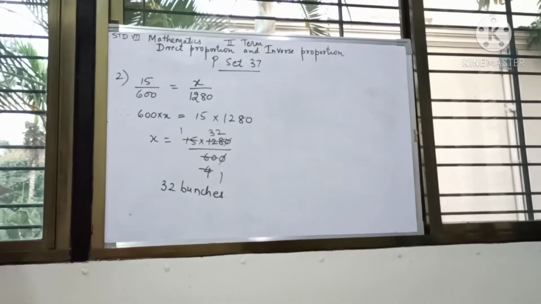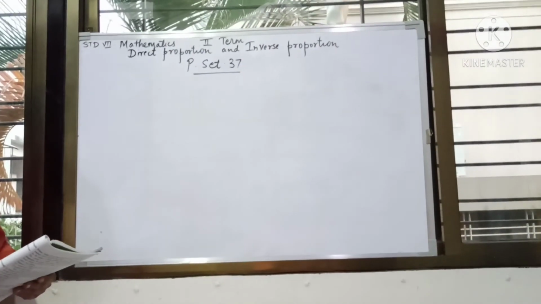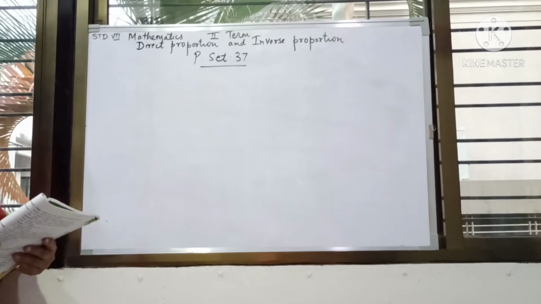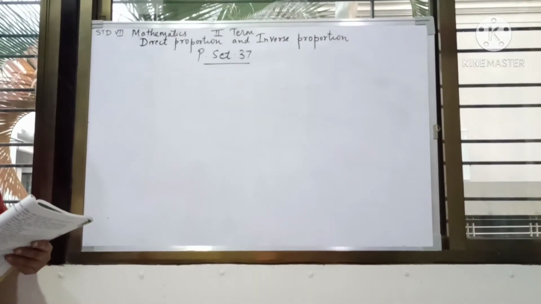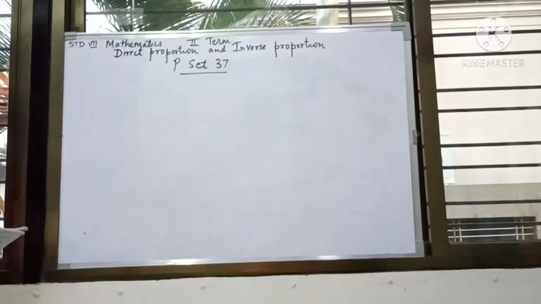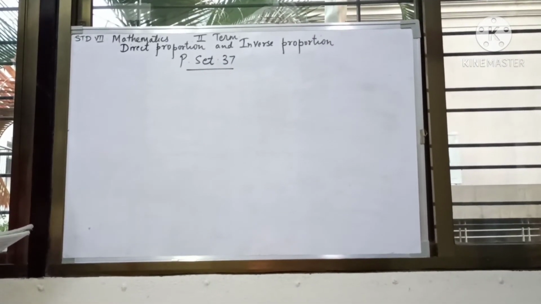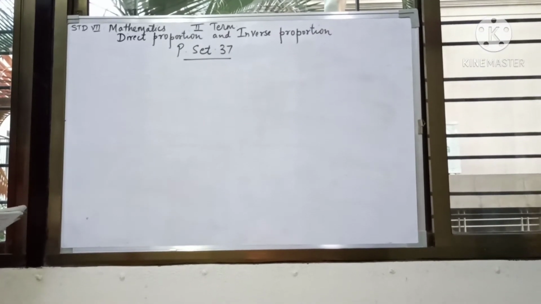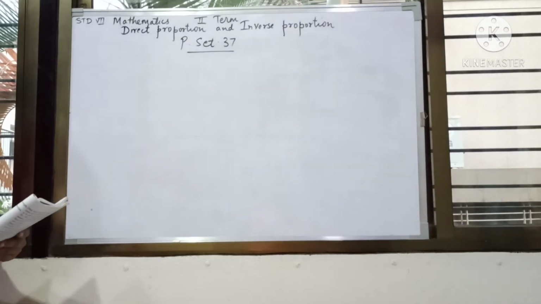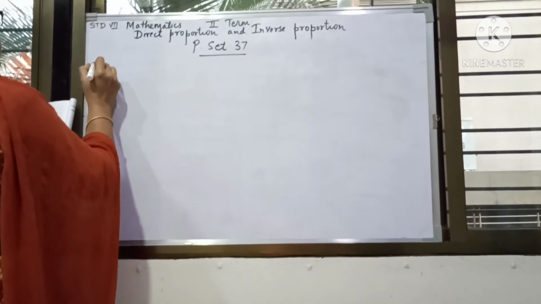Now the fourth example we will solve. The cost of 12 quintals of soybean is 3600 rupees. How much will 8 quintals cost? Now here the quantity of soybean is decreasing, so cost will also decrease. So this is an example of direct proportion. So we will solve the example.